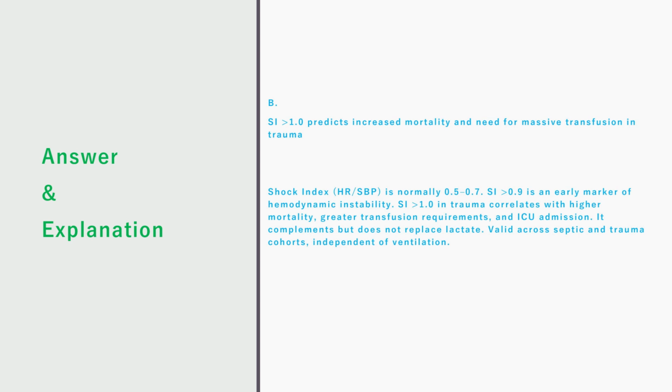Explanation: shock index is normally 0.5 to 0.7. SI greater than 0.9 is an early marker of hemodynamic instability. SI-1 in trauma correlates with higher mortality, greater transfusion requirements, and ICU admission. It complements but does not replace lactate. Valid across septic and trauma cohorts, independent of ventilation.